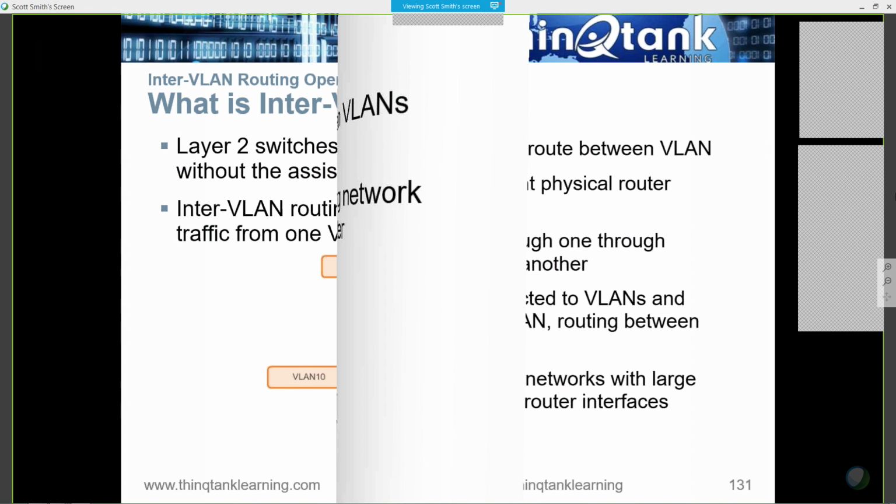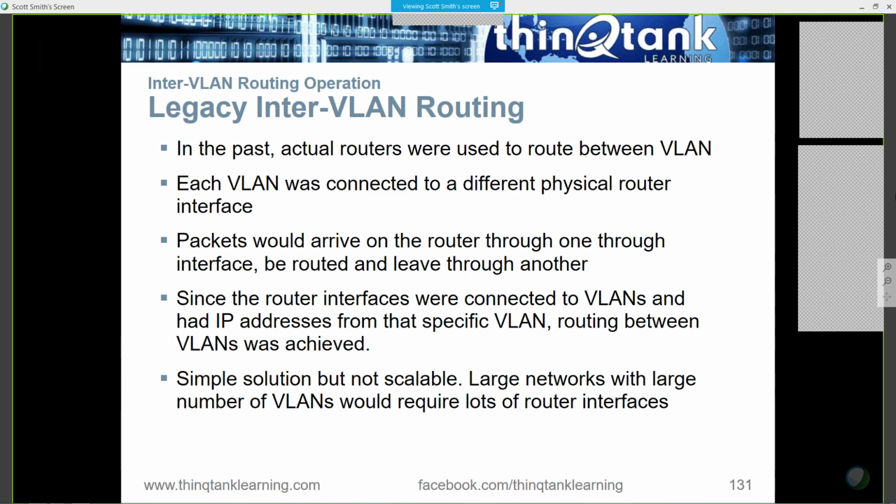legacy inter-VLAN routing. Like I said, that's where you would have a router that has multiple physical ports or physical interfaces, and each VLAN would be connected to a different physical router interface. What do you guys see as the potential problem with this particular method of moving traffic from one VLAN to another? Expensive.